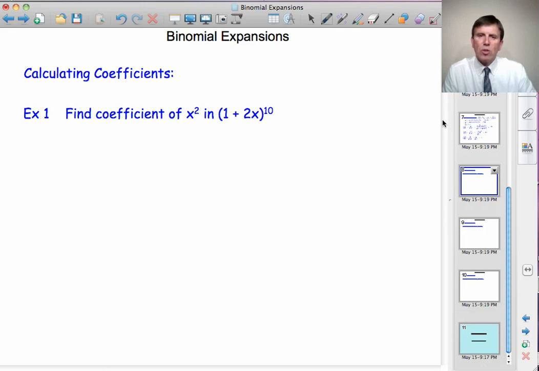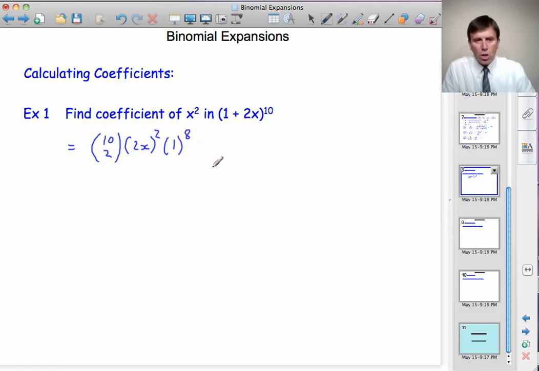But the terms in x squared must have 2 lots of 2x and 8 lots of 1 from the 10 brackets. But how many ways could we pick the 2x from the 10 brackets? Well, if we want 2 of them, there's 10 choose 2 ways of selecting the 2x. And that's why the combination notation comes into the expansion. So the term in x squared is given by the number of ways I can choose 2 from 10, 10C2, multiplied by the 2x, 2 lots of it, so it'll be that squared, multiplied by 1 to the power 8, because I'll need 1 from 8 brackets.